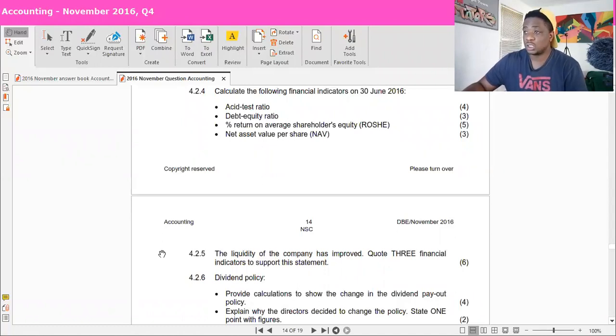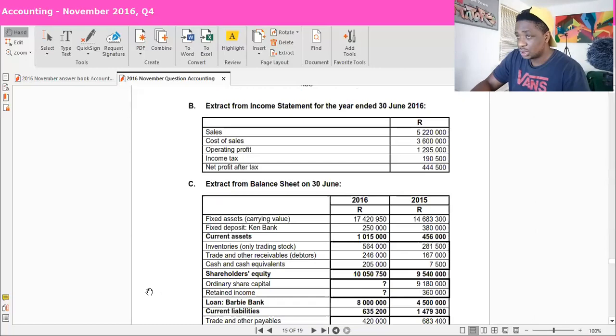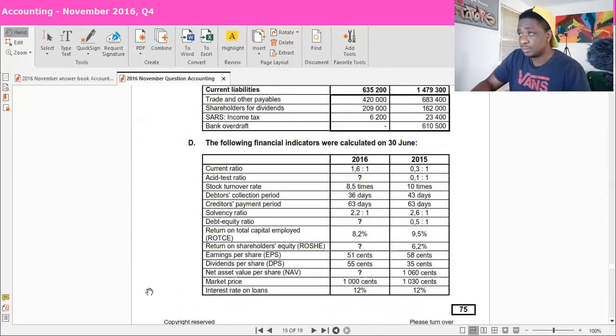This one says the liquidity of the company has improved. Quote 3 financial indicators to support the statement. So this is very structured. It tells you that it has improved. The only thing you need to do is to provide indicators to support the statement. It's not asking you whether or not the statement is true. So here you're not going to express any opinion, but rather support the current existing opinion. So let's look at the liquidity ratios and see if there's actually any improvement.